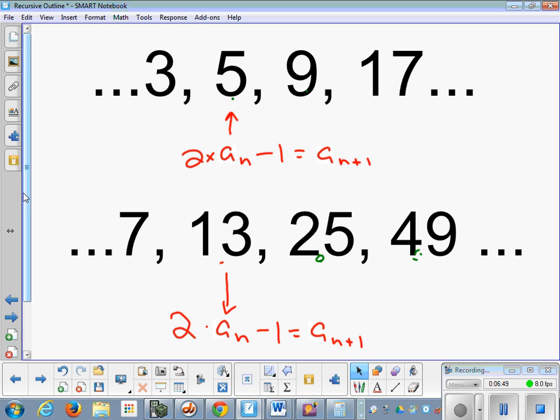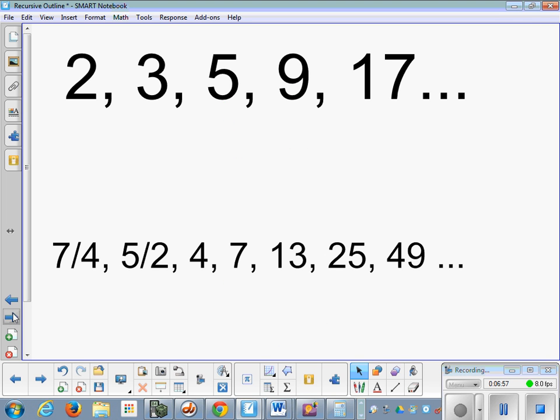Interesting. So the pattern is not enough information for me to actually determine what my sequence is. What I need to know is, where does this sequence start? Here's the pattern. This pattern is the same. 2 times a sub n minus 1 is a sub n plus 1. And sometimes we put that over here.